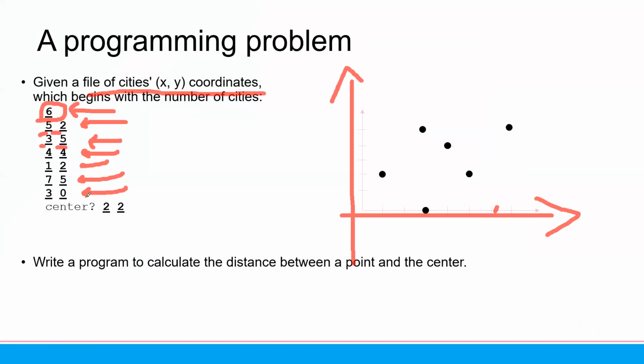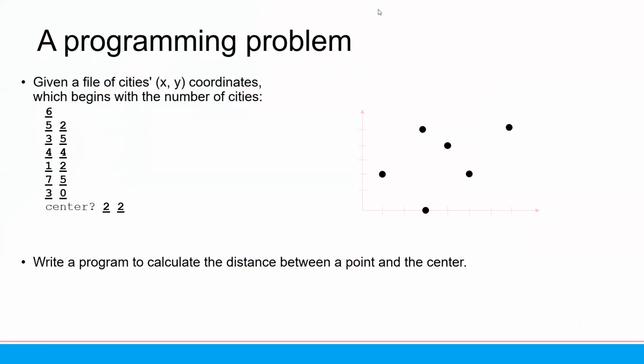Okay. And then let's say I want to know the center. The center point is 2.2. Now, I want you to write a program to calculate the distance between a point and the center. So for example, I have this point, 5.2. Is it possible to calculate the distance between 5.2 and 2.2? Yeah, it's possible. Now, how can we make the program?